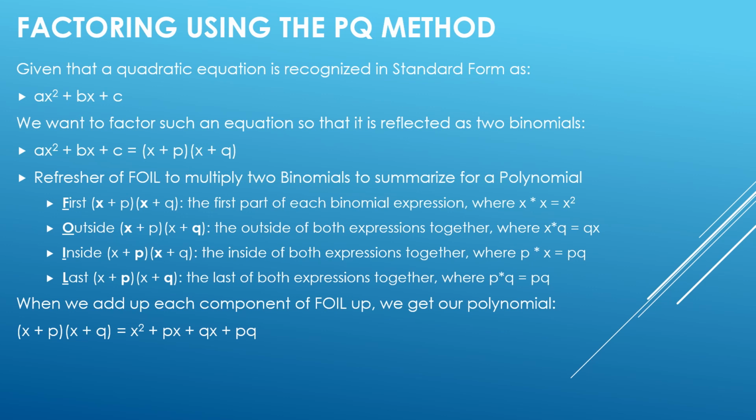Let's talk about FOIL first. FOIL is basically how we calculate when we've got 2 separate binomials here. It is x plus p and x plus q. We do the first, x times x, that gives us our x squared. The first on each of these.